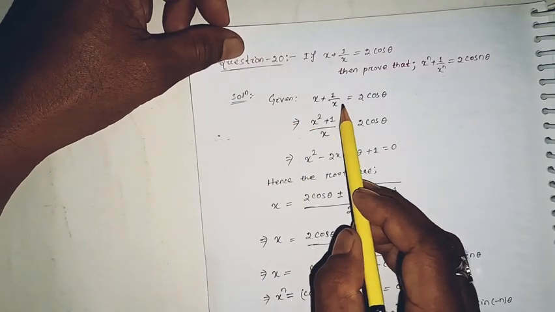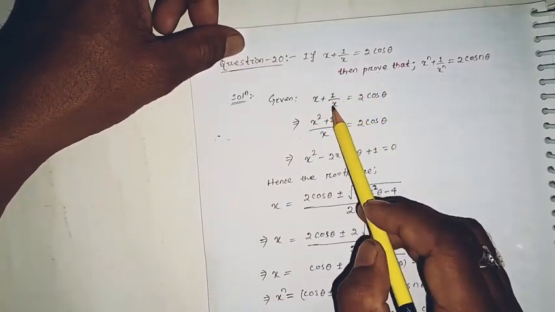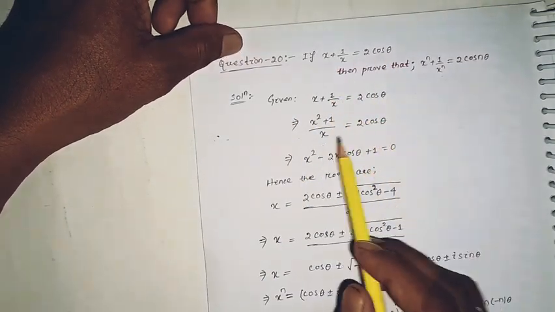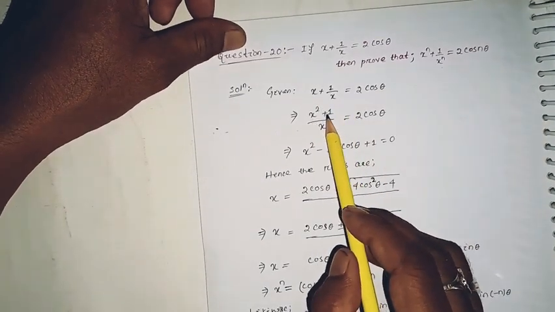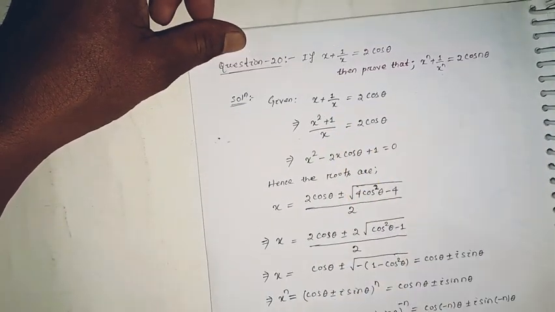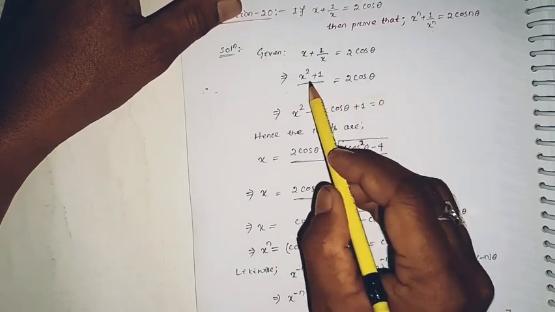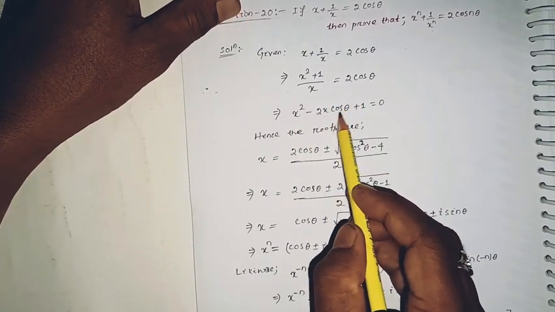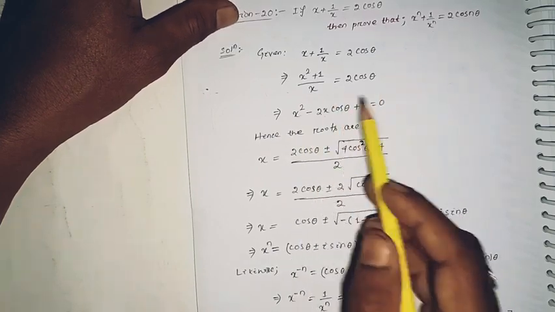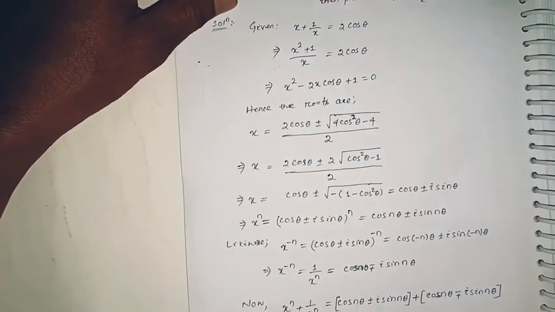In the question it has been given that x plus 1 by x equals 2 cos theta. So you just multiply x with this and take this side, it will be x square minus 2x cos theta plus 1 equals 0. This is a quadratic equation. The roots of this quadratic equation will be how much?